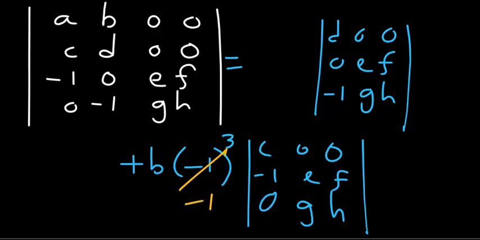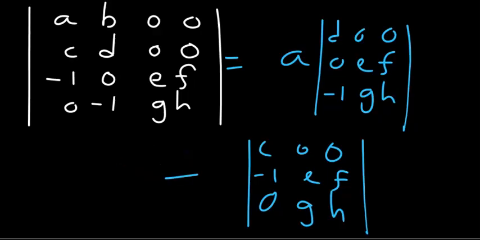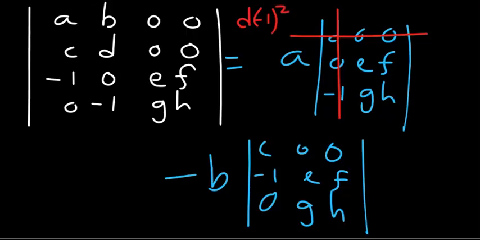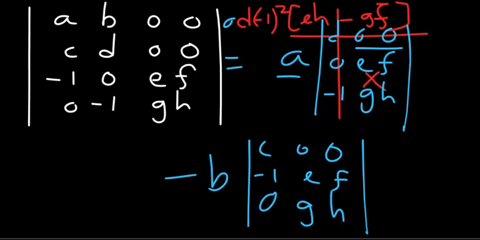So what do you have? A times that determinant, and in this case it's just minus B times that determinant. Now let's look at the first determinant and use the first row. Only D is non-zero, so that's going to give you D. The cofactor is minus 1 to the power 1 plus 1, so that is 2. And E times H is EH minus GF. Everything else is 0 because these two elements are 0. Do not forget A, so write down A there.